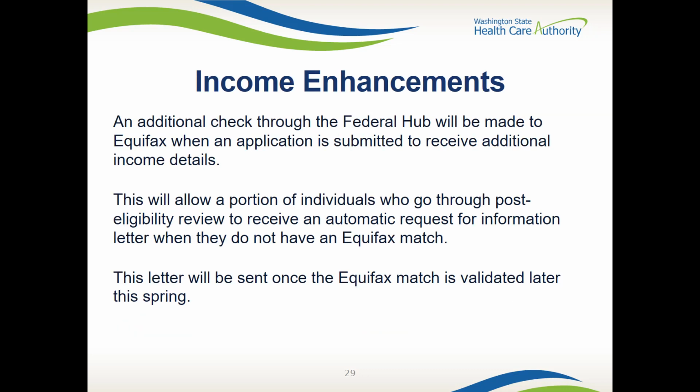An additional check through the Federal Hub will be made to Equifax when an application is submitted to receive additional income details. This will allow a portion of individuals who go through post-eligibility review to receive an automatic request for information letter when they do not have an Equifax match. This letter will be sent once the Equifax match is validated later this spring.